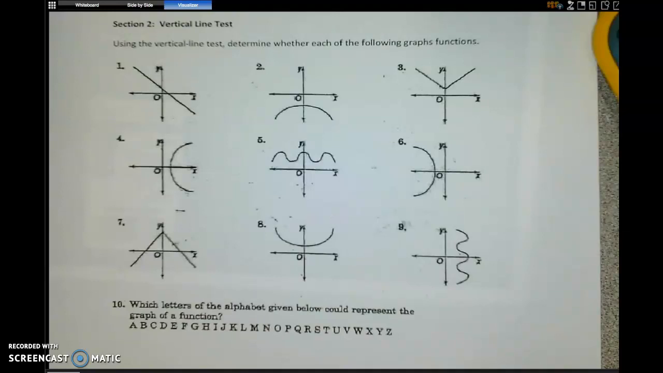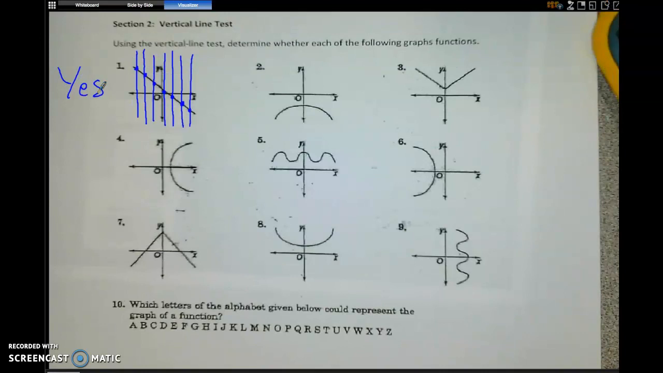Okay, looking at this section 2 with the vertical line test, this is determining a function of a graph. So if we look at number 1 and I draw vertical lines, I can draw a vertical line anywhere on this graph. And when it goes through, it is only touching the line in one place. Because the vertical line will only ever touch that in one place, is it a function? Yes. Number 1 is a function. Okay? So do the same thing to number 2 and number 3.